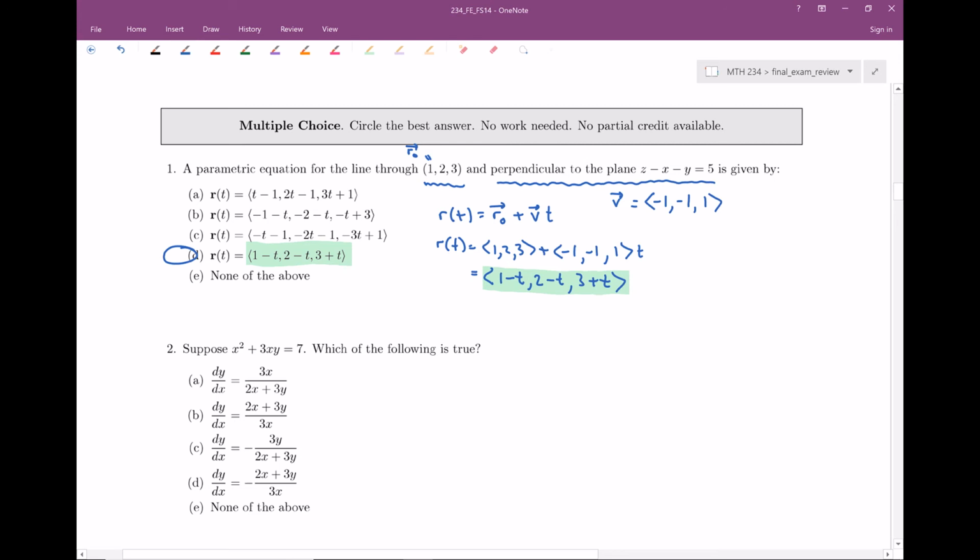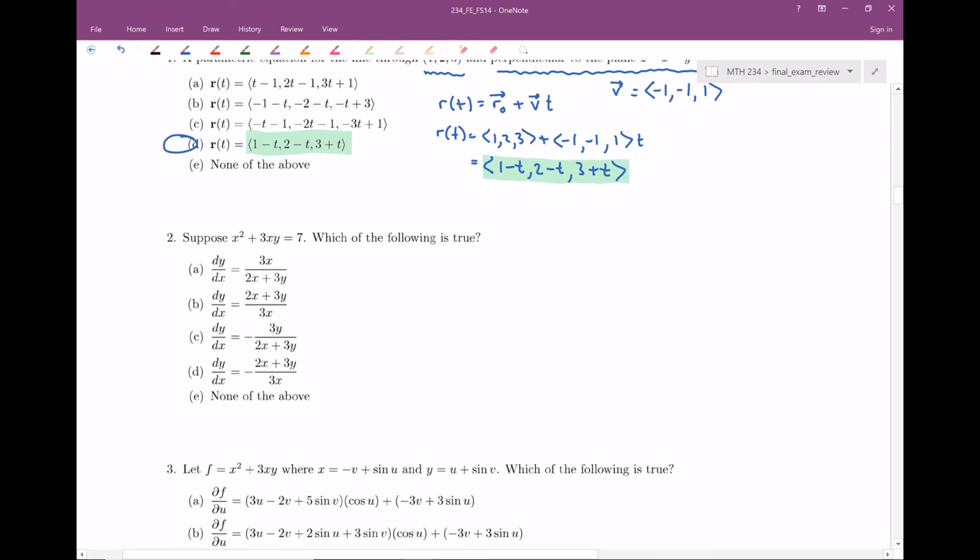Alright, moving on. Problem number 2. Suppose that we have some nice relationship here. X squared plus 3xy is equal to 7. Which of the following is true?